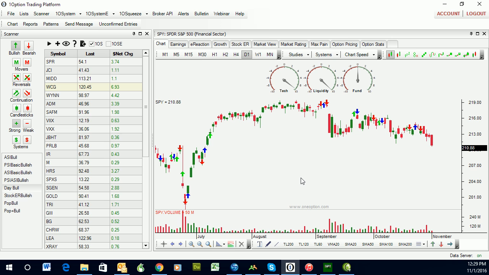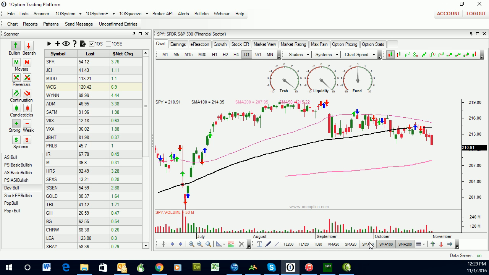If my market analysis is correct on SPY, I can find the best components, be they long or short, within the SPY, and I can create a huge advantage for myself. So let's take a look at the SPY and what it's telling us right now. So here we've got all of the major moving averages.